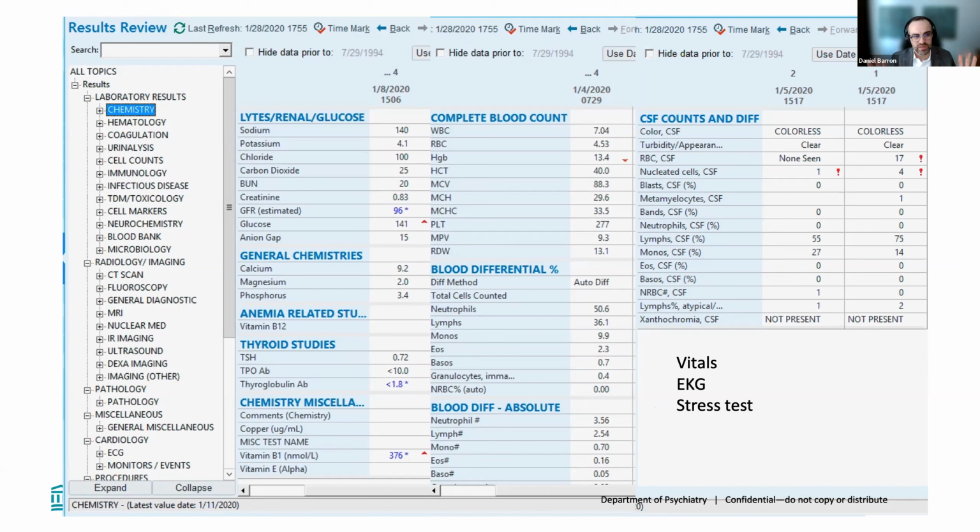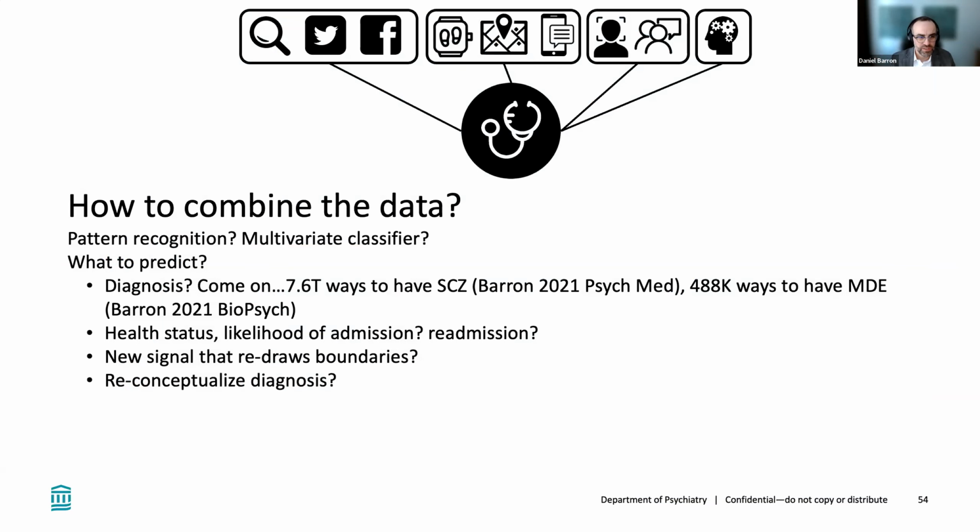The point is there's a lot of data in every patient's chart. And then on any given clinical problem, you need to be able to make sense of it. So you need to figure out how to combine these data in a useful way. So the question boils down to what are you actually going to do with it? And a lot of work is being focused on diagnosing.